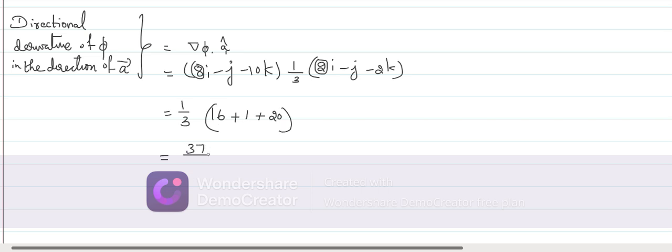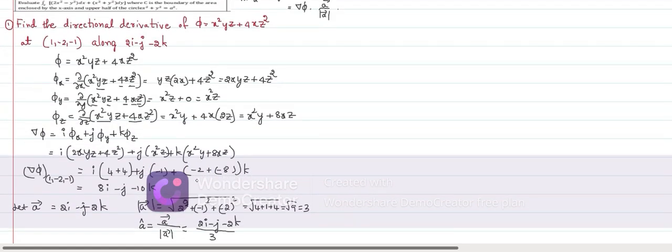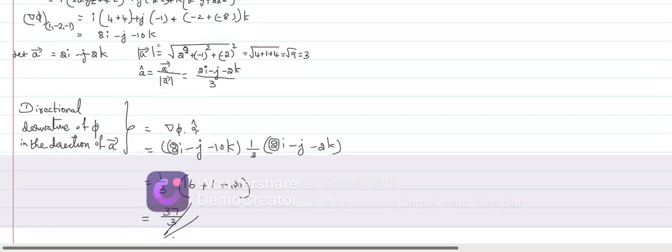So 37 by 3. So this is the directional derivative of the scalar function phi at the point (1, -2, -1) along 2i minus j minus 2k. Thank you.